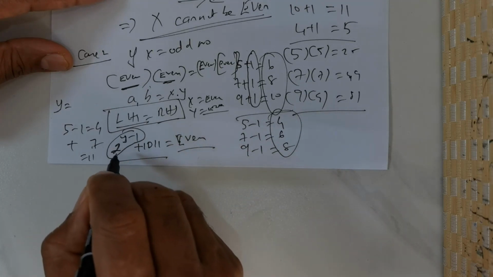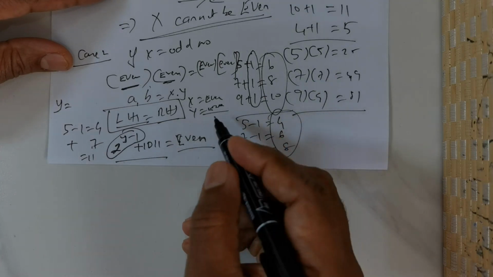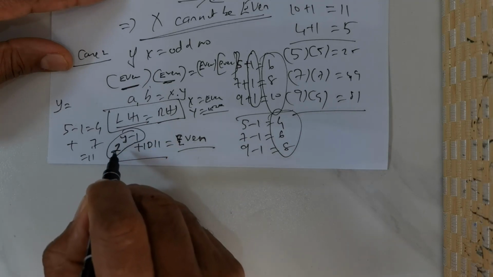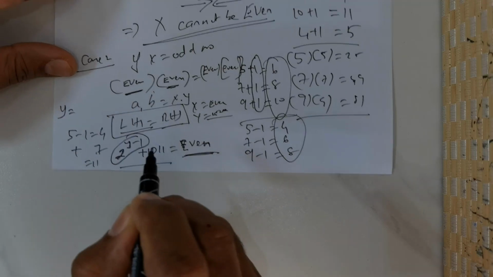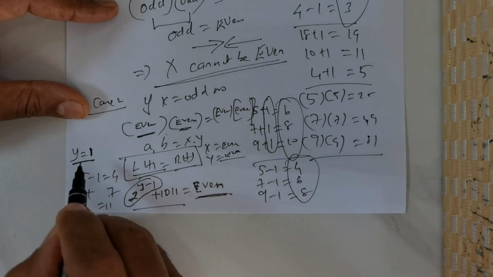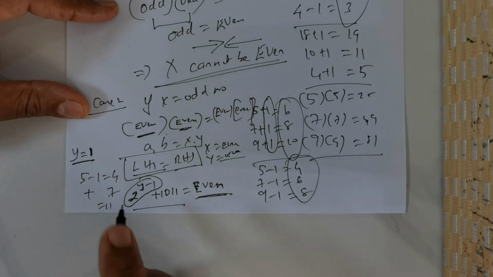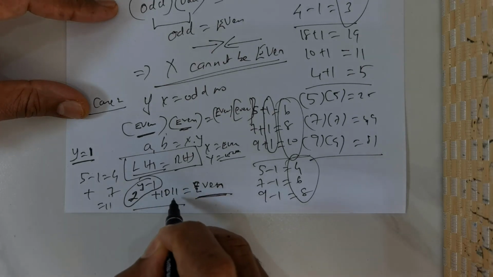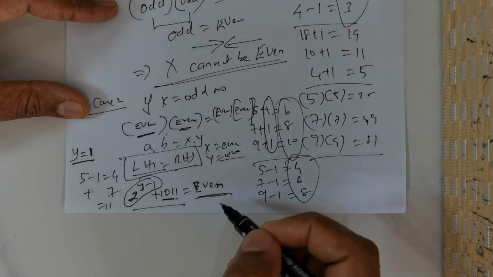If you add an even number to an odd number, you are not going to get an even number. You're going to get an odd number. I don't want that. I want an even number. So the only possibility is y equal to 1. If y is equal to 1, 1 minus 1 is 0, 2 raised to the power of 0 is 1, and 1 added with this quantity produces an even number, right?